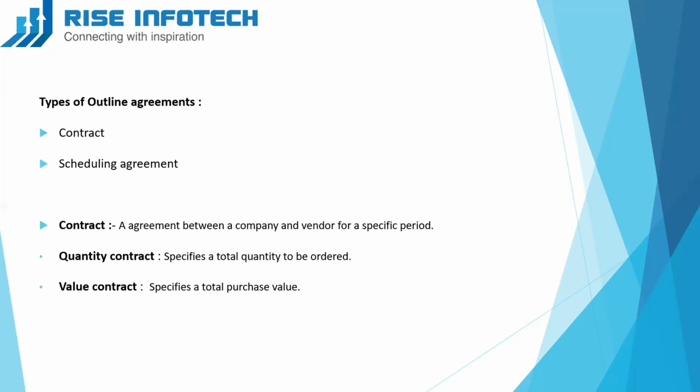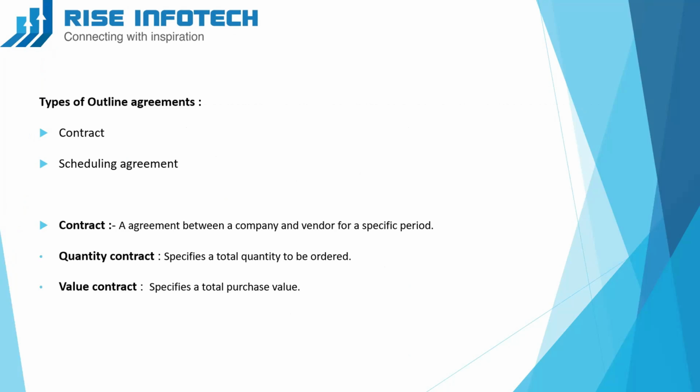So coming to the next, the types of outline agreement. The first one is a contract, and the second one is a scheduling agreement. A contract agreement is between a company and the vendor for a specific period. As I told, it will be for more than 1 year, 5 years, 10 years. It depends upon the company and the vendor.